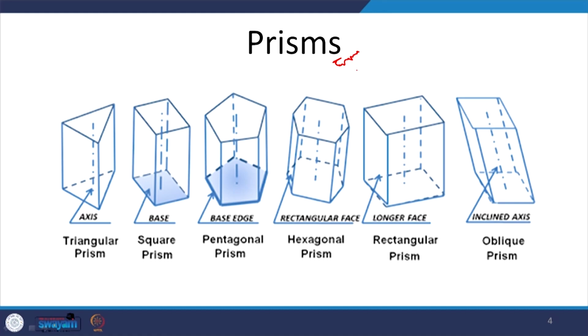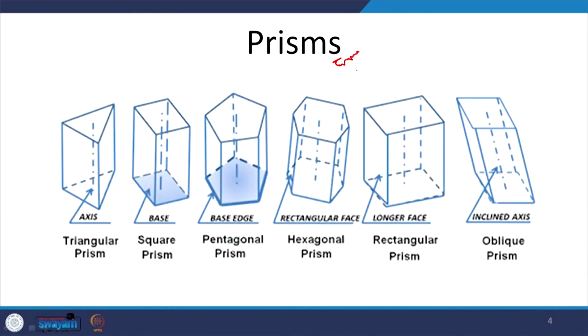A prism is any solid which has a base and that base is extruded along an axis, a vertical axis. Most likely it is a vertical axis and it is originating from the center of the base. So, if you look at the screen, we have different types of these prisms here. First one is this triangular prism. Now, what is a triangular prism? It has the base as a triangle. So, we have a triangular base here.